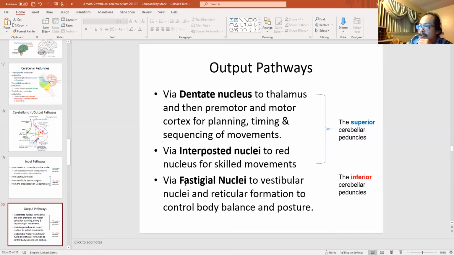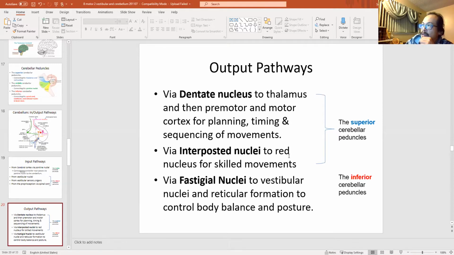And also from the fastigial nuclei, this one will send signal to the vestibular nuclei and the reticular formation of the brainstem. So from here, our cerebellum will control or influence the vestibulospinal tracts to keep our body balanced. It will also control our muscle tone. Reticular formation is the one to control the muscle tone. Reticulospinal tracts are the ones to control the muscle tone.